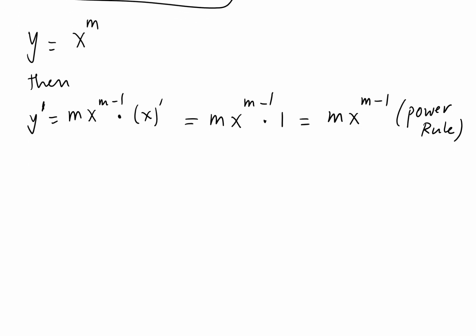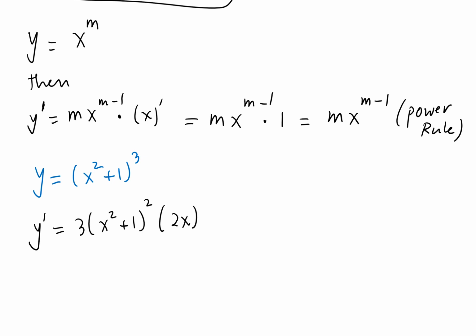And to work things out, let's say we have y equals x squared plus 1 to the third power. What is y prime? Y prime is 3 times x squared plus 1 to the second power times the derivative of the inside, which is 2x. And then all I can do is multiply 2x by 3. That's 6x times, keep this the same.